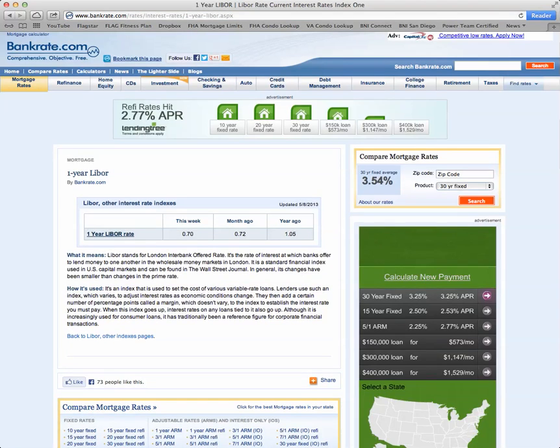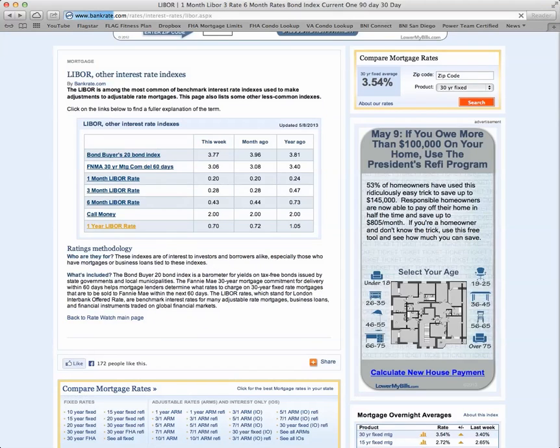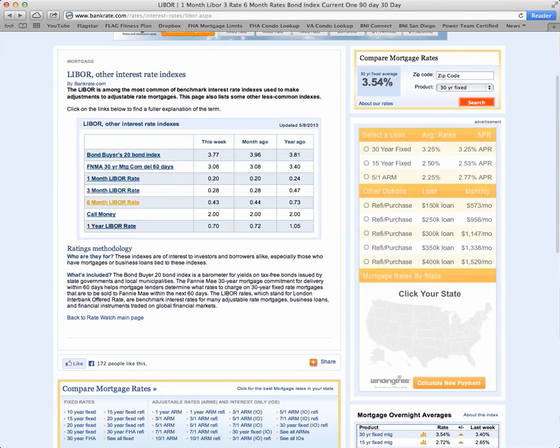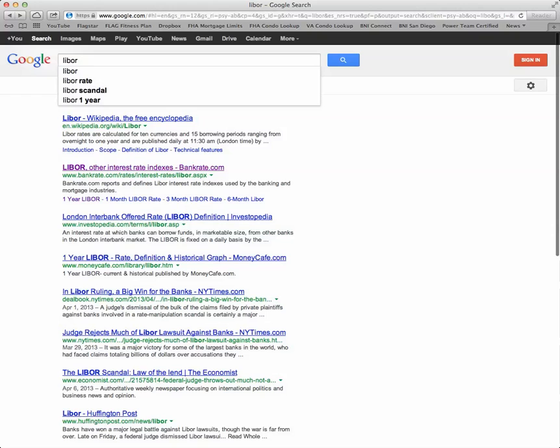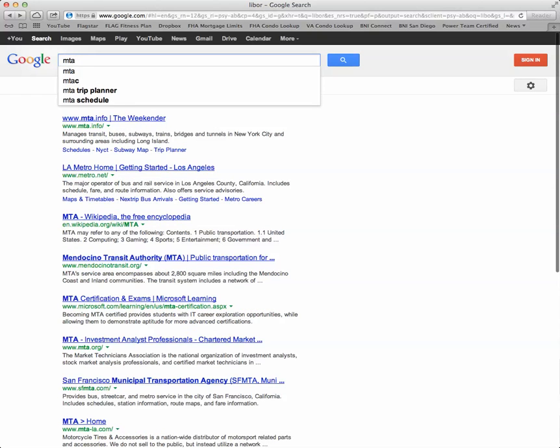As you can see, they have a what it means section, and they also have a how it's used section. Now, if you go back, you can also see the 1-month LIBOR, 3-month, and 6-month LIBOR. Now, another popular adjustable rate mortgage was called the MTA, and the MTA was the market treasury average.